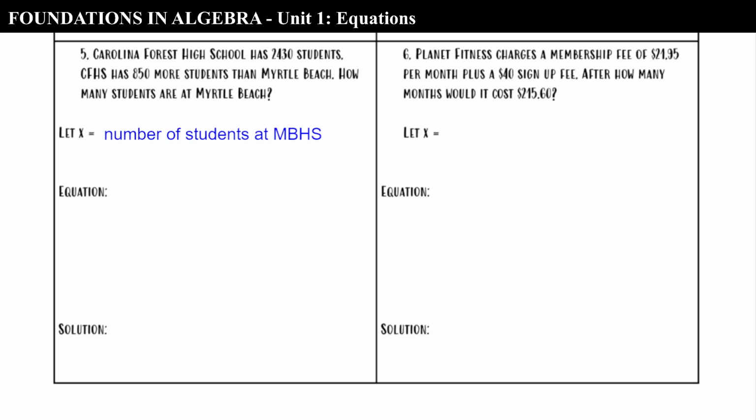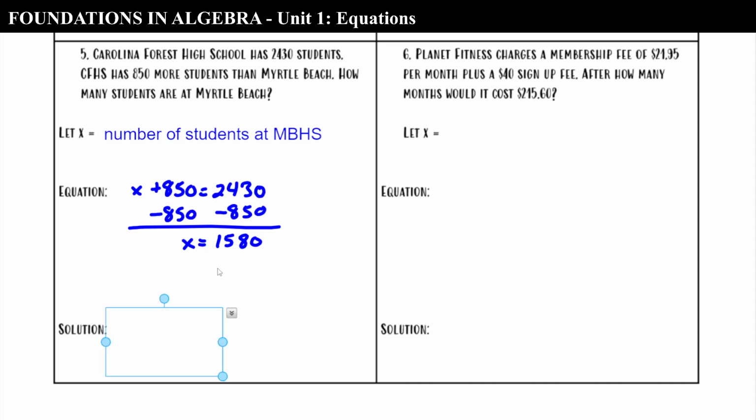And we're going to solve it by making x our number of students at Myrtle Beach High School. You have to add 850 to that number to get the total that we have at Carolina Forest. And then we subtract 850 from each side to solve the equation. And we get x equals 1,580. So our solution is, because remember, we always have to put it in context, there are 1,580 students at Myrtle Beach High School.